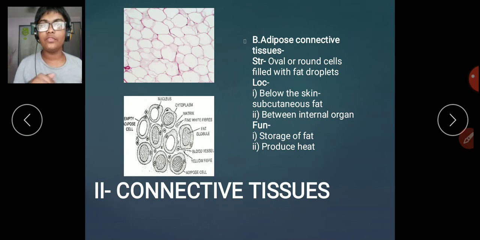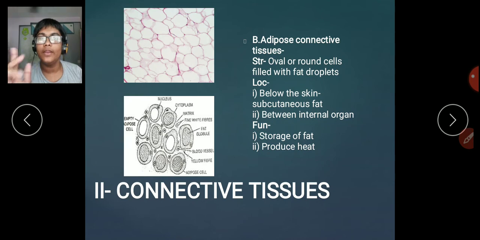It stores fat in our body, and it also produces heat. If adipose tissue was not there, no fat would be there, and we would be very skinny. That is also not good. So for storage of fat and for producing heat, why heat? If our body is very cold, we can't sustain it. So for producing heat and storing fat, adipose tissue is there.